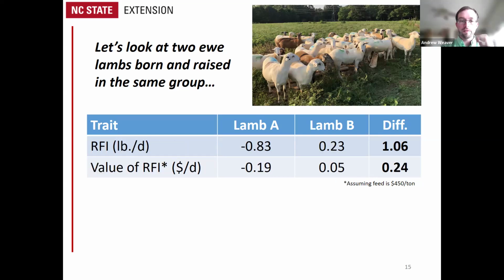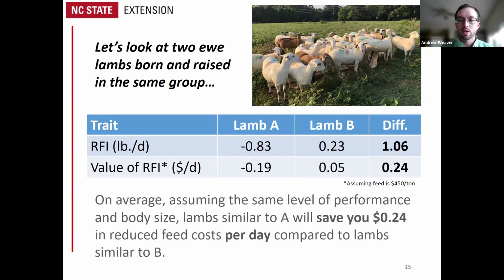And then if we look at RFI, that difference in RFI, and we relate that back to a feed value, we're saving ourselves about a quarter per day in terms of actual intake relative to expected intake. So if you have a group of lambs similar to A, they're going to save you about a quarter every single day because they're going to eat less than expected, given their body size and level of performance.